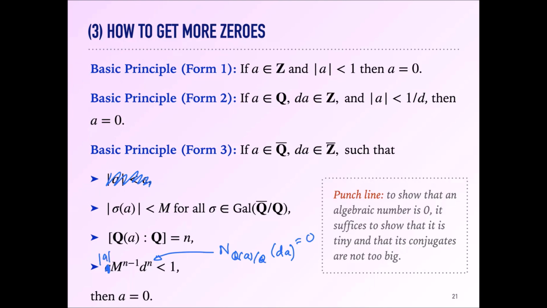The point of putting epsilon is just to tell you how we're going to apply it: we're going to make one embedding small, so we're going to make the absolute value of A small. And then for the other conjugates, we're just going to have a weak upper bound, but the absolute value of A is going to be so small that when you multiply it by all the other conjugates, it's still going to be absolute value less than 1, so it has to be 0.